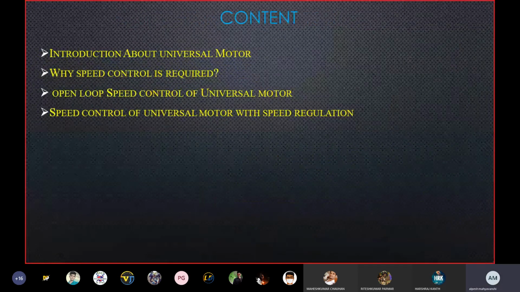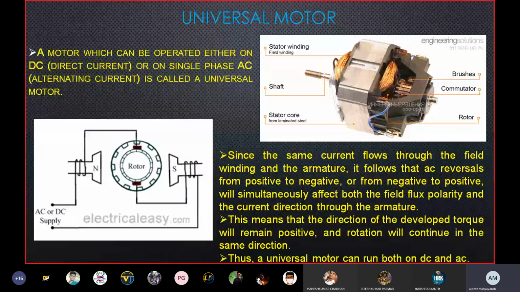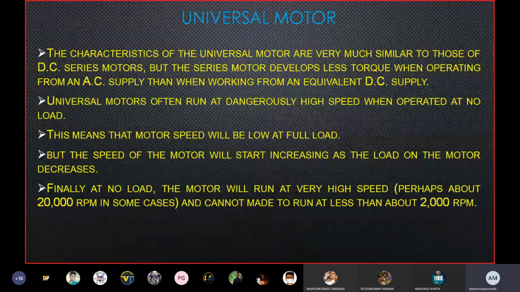So speed control of universal motor. A motor which can be operated either on single phase AC or DC is called a universal motor. In this universal motor the torque remains in the same direction, whether it operates for positive half cycle or negative half cycle. That means the rotation is in the same direction. That's why it operates on DC and AC both.